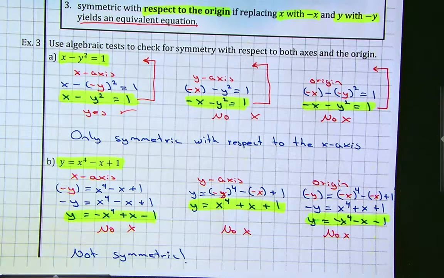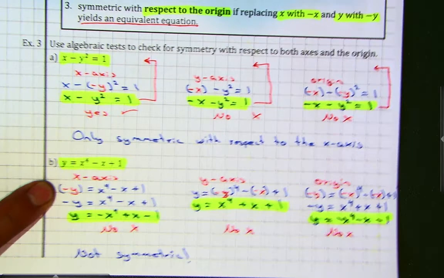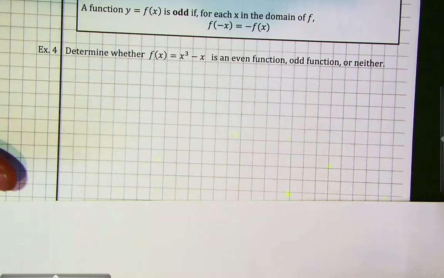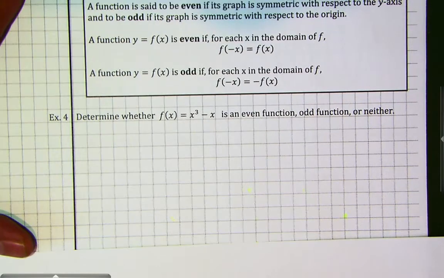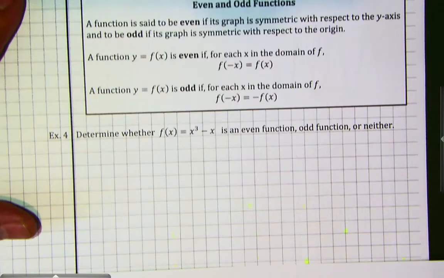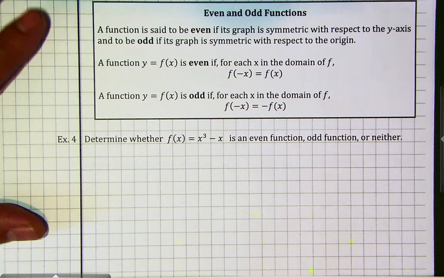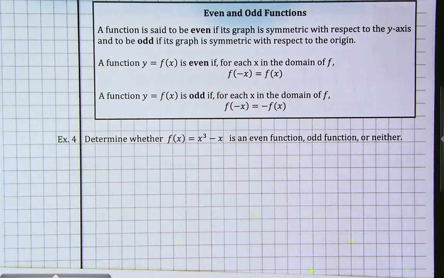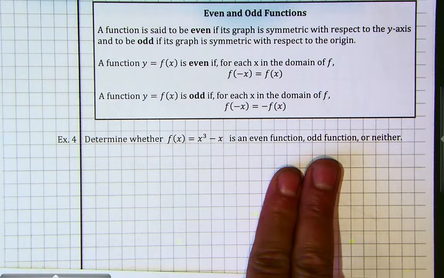So remember that I do need to be able to see your substitution as you go through this process. That will take us to even and odd functions. This is going to repeat, and we're going to be talking about this throughout the year. So take some time to copy it down, example number 4. Go and pause it, and we'll start once you're ready.